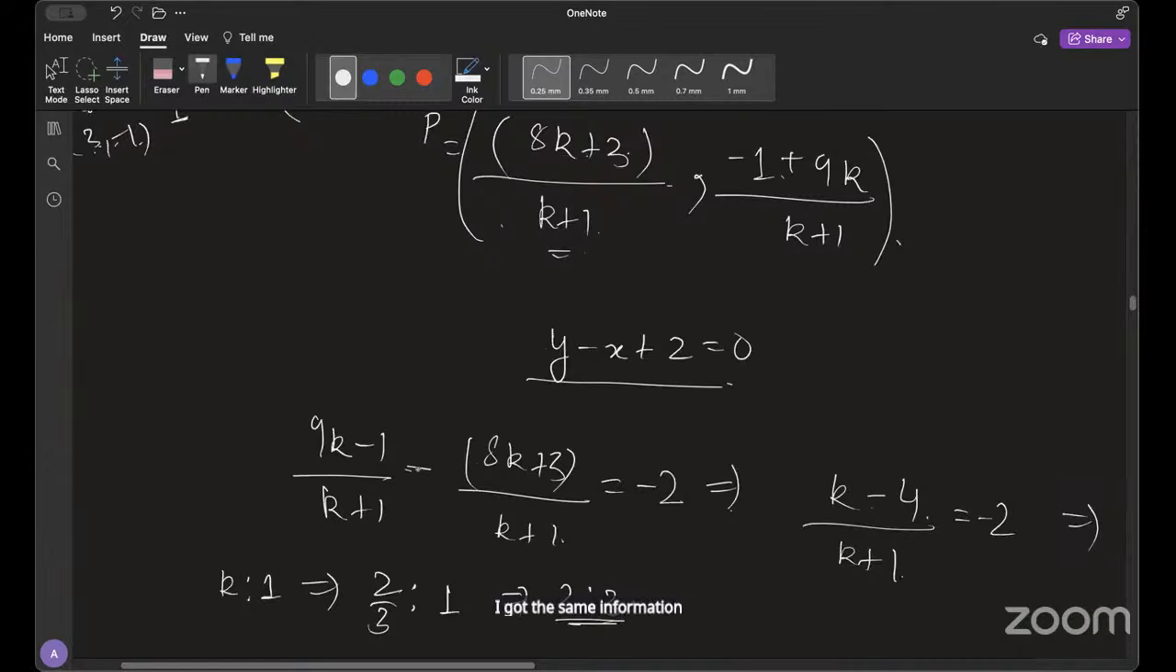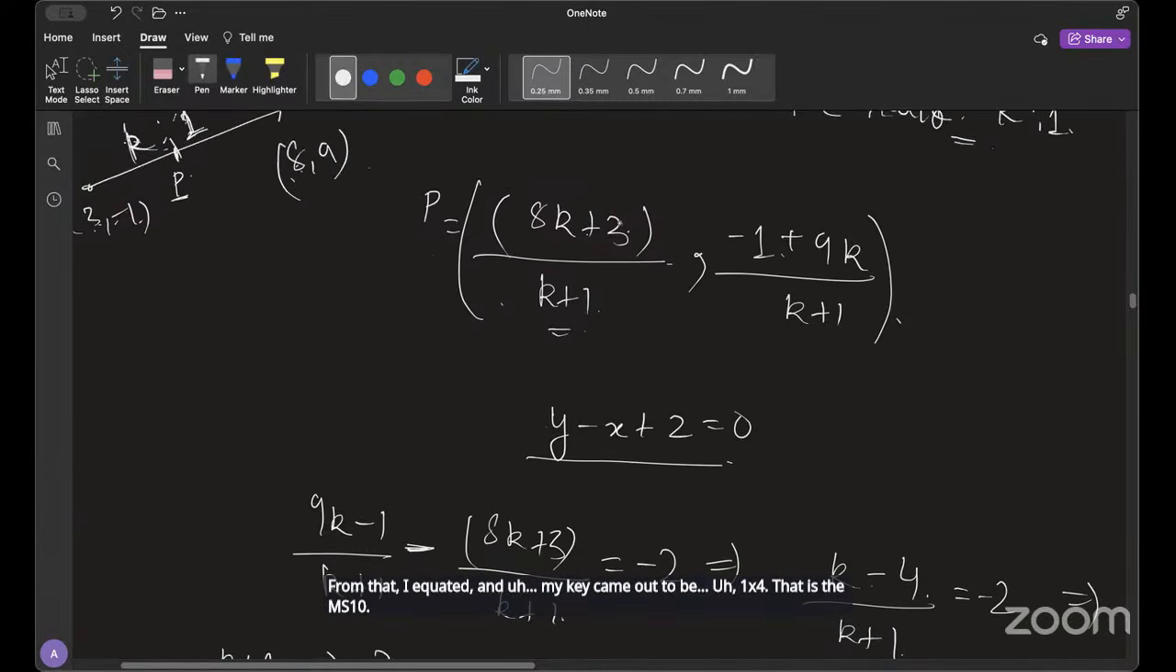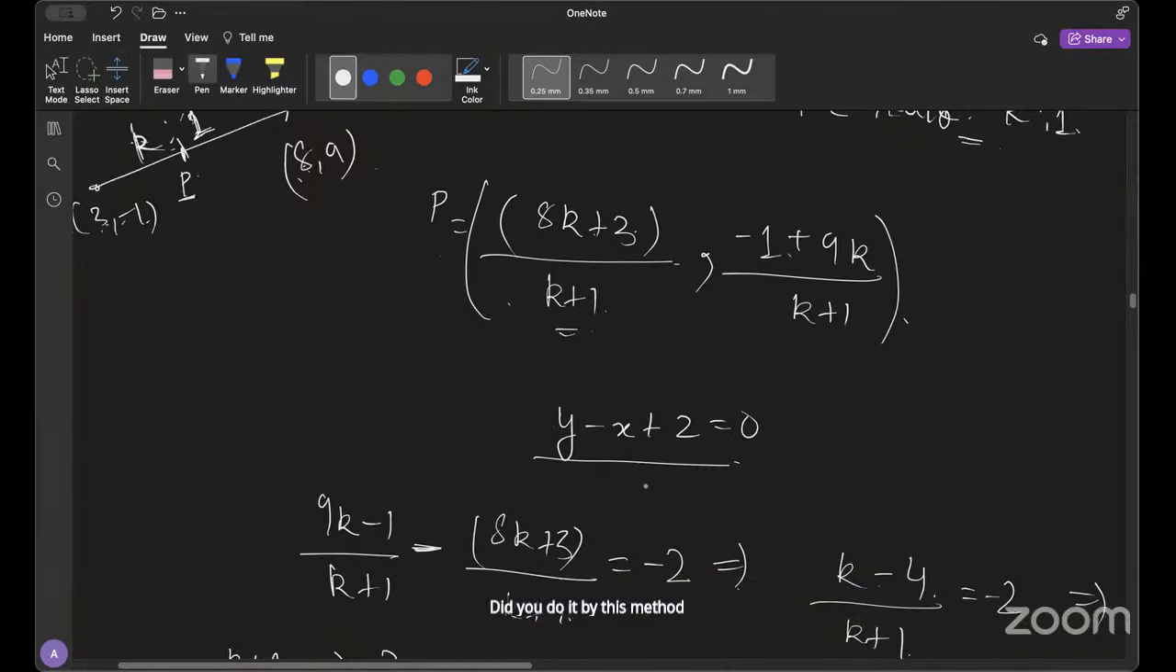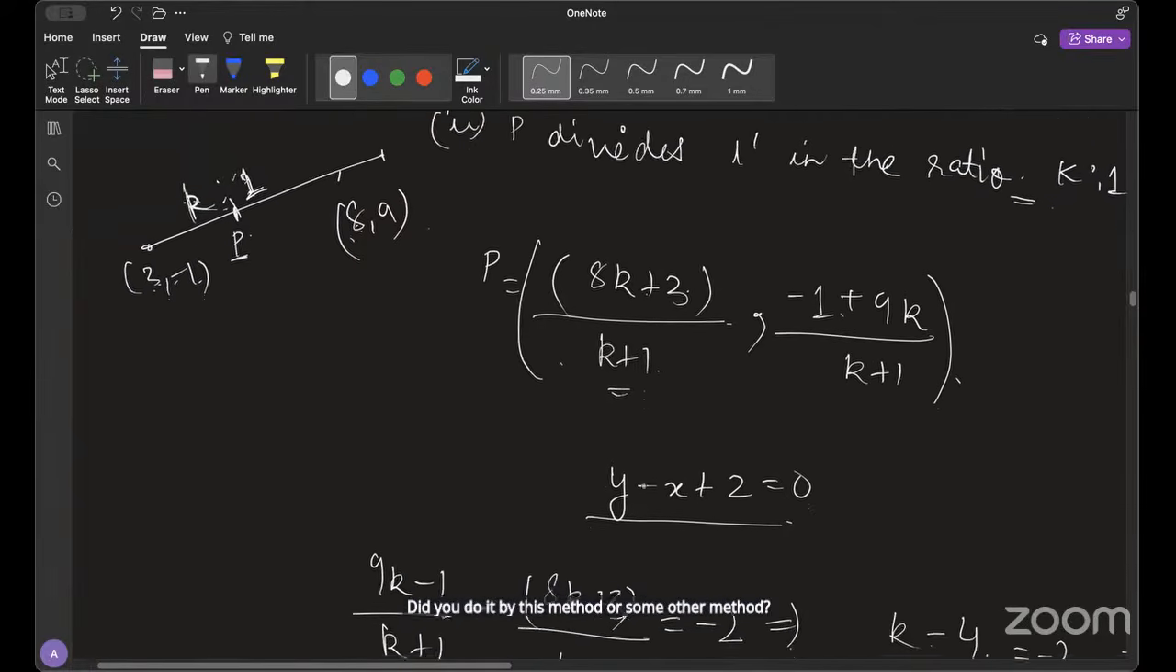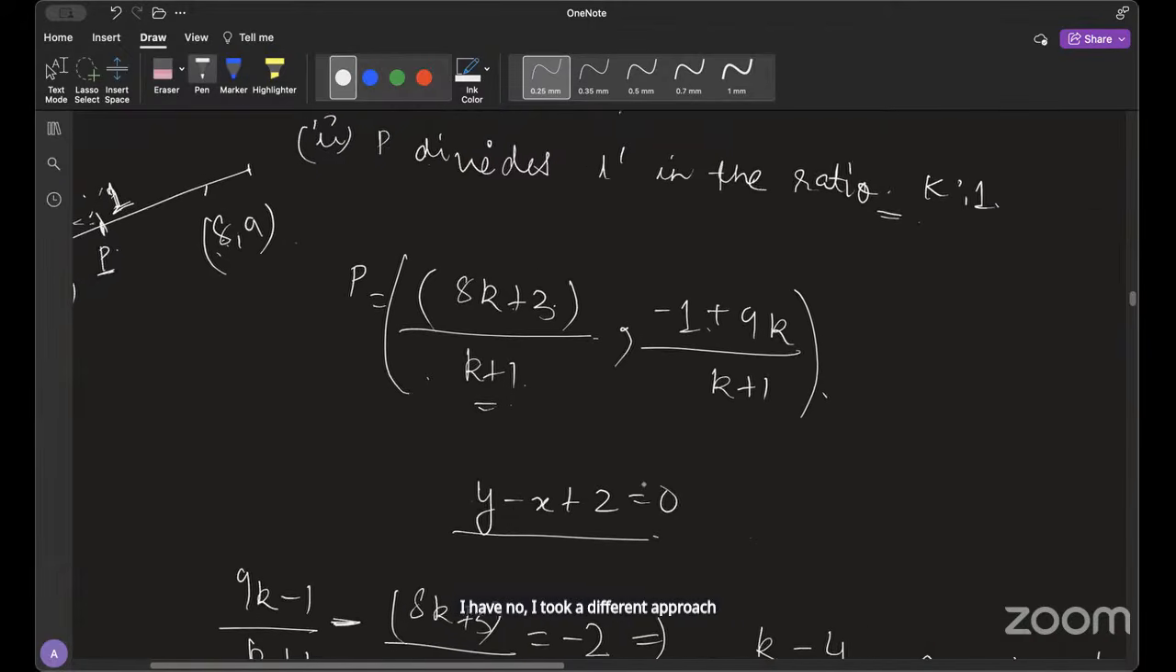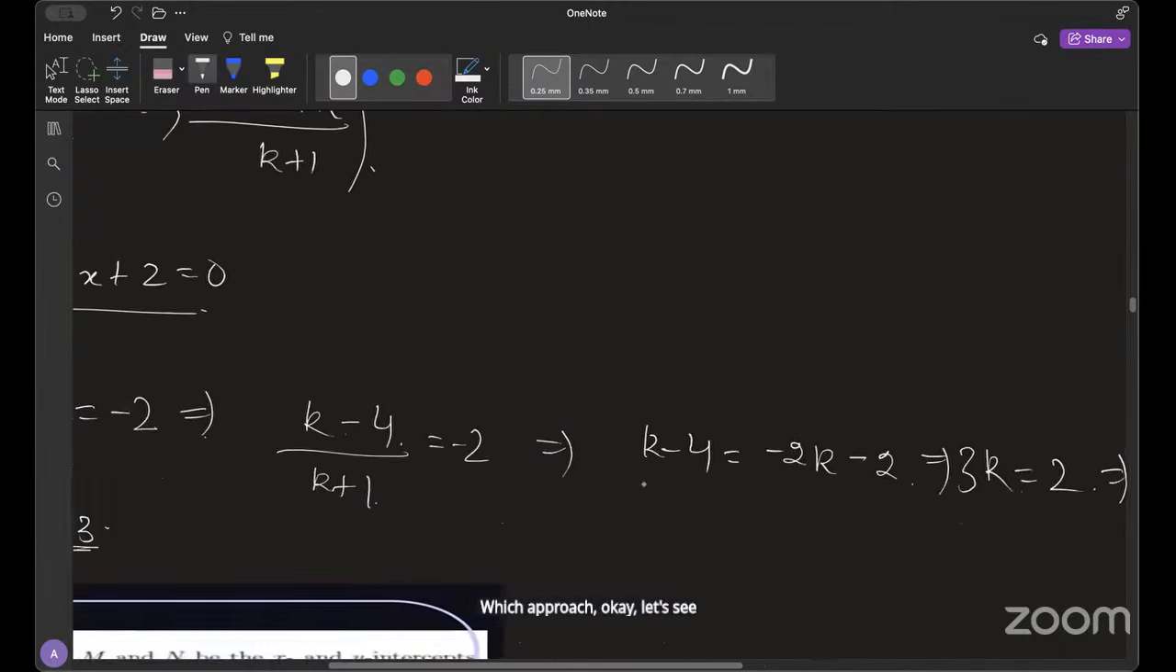What approach did you try it with? I can't hear you. I got one ratio as 8k plus 3k plus 1. From that I equated, and my k came out to be 1 by 4. That is my m is to n. Did you do it by this method or some other method? No, I took a different approach. Which approach? Okay, let's see which approach you tried.